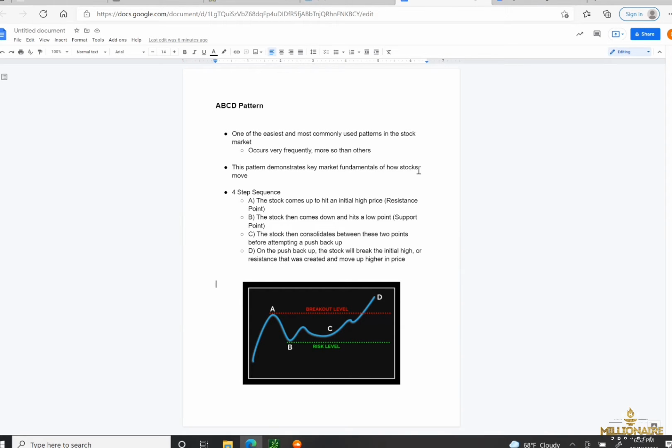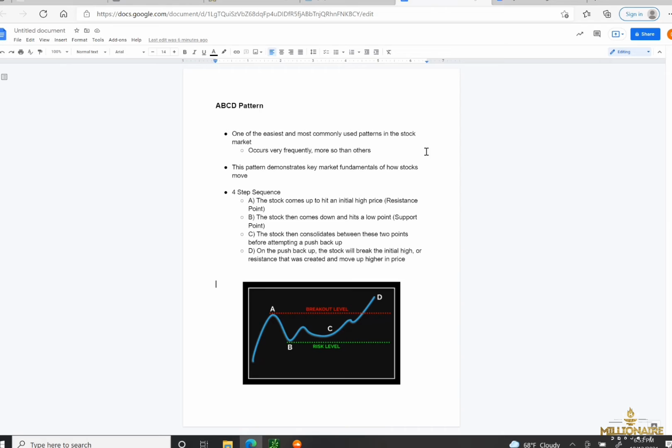So today we're going to talk about one of the easiest to use patterns in the stock market. As day traders, we have to be able to identify multiple patterns. So one point to start off at would be using the ABCD pattern. As I said before, this is one of the easiest and most commonly used patterns in the stock market, and this is because it occurs very frequently, more so than other patterns.